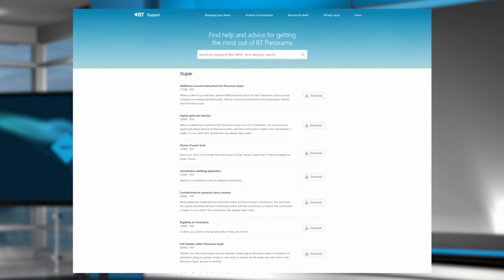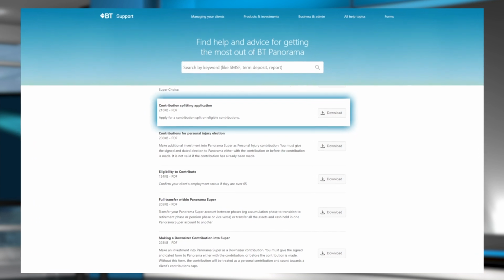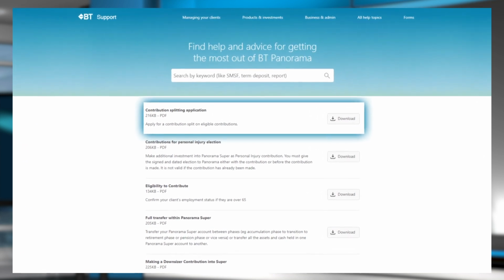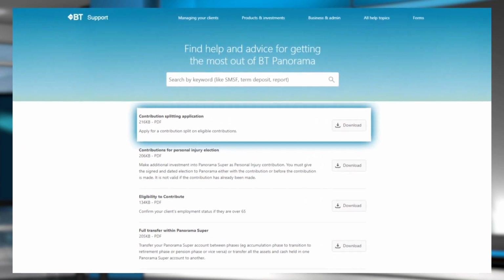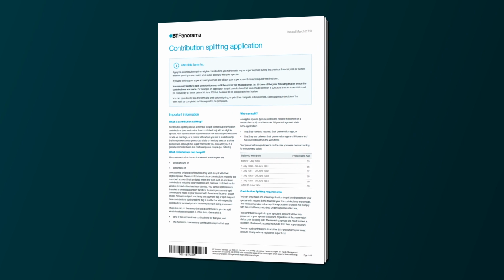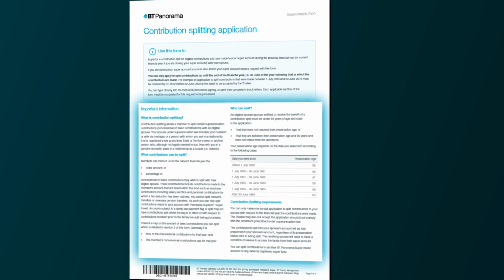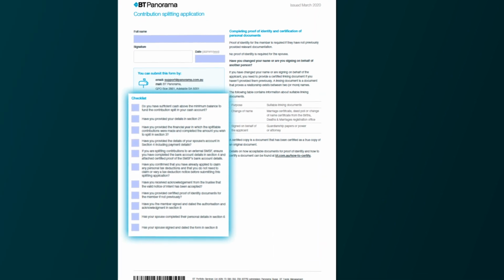Applying for contribution splitting on BT Panorama is done by lodging a completed contribution splitting application. The editable PDF form can be downloaded from Panorama's help and support page, and the completed form is to be submitted to BT by email or mail. The form outlines important information summarised earlier and contains instructions on how to complete the form, including a helpful checklist.